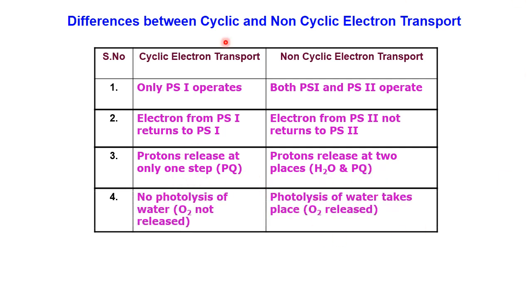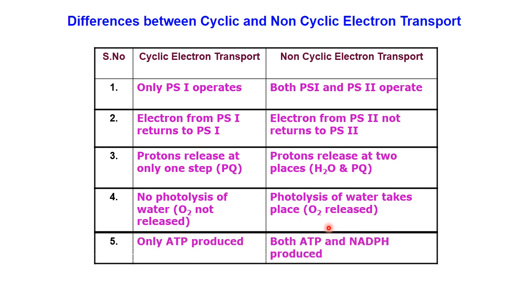In cyclic, no photolysis of water takes place, which means no oxygen is released. In non-cyclic, photolysis of water takes place, which means oxygen is released. In cyclic, only ATP is produced, while in non-cyclic, ATP and NADPH are produced.